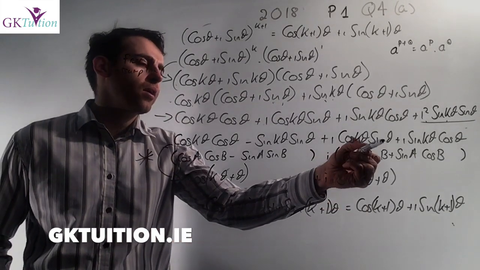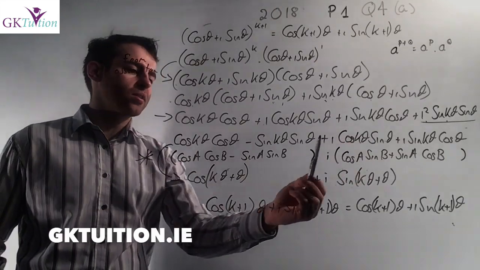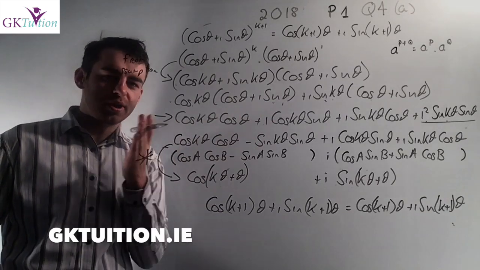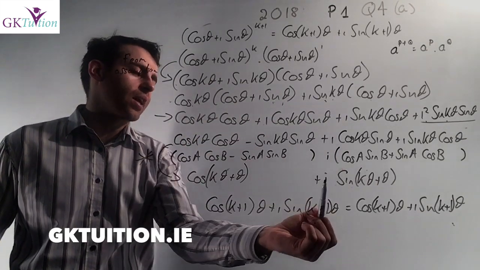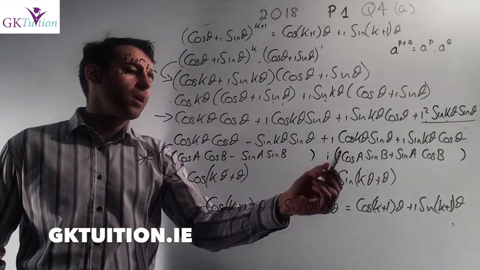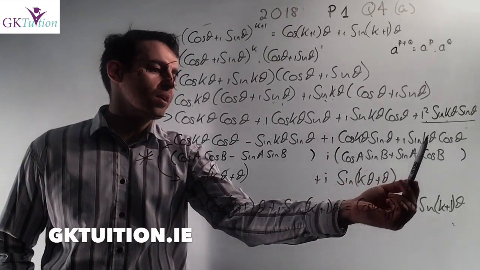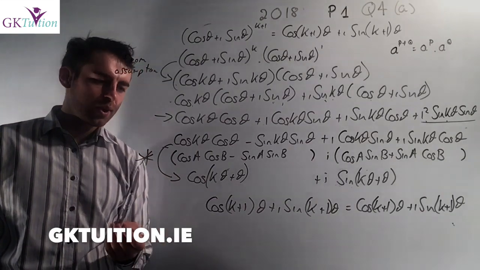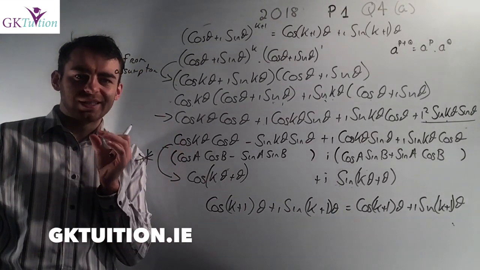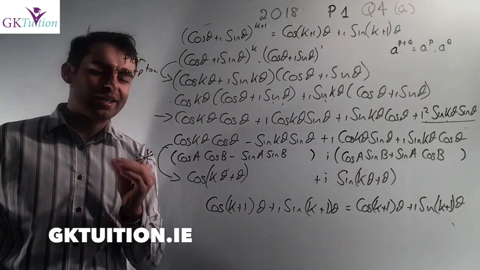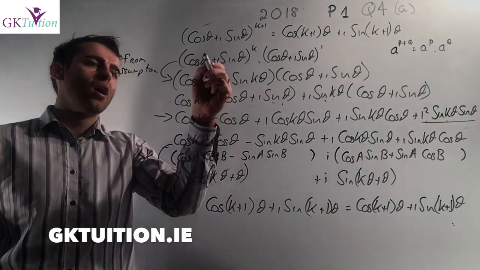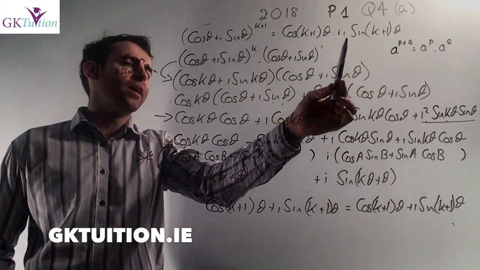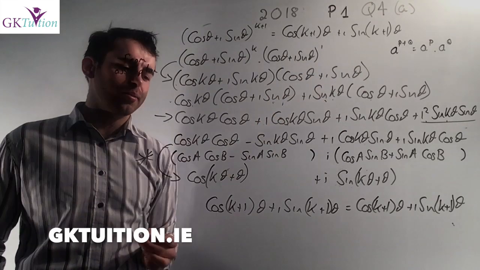Now just be aware, you can factorize out your i. There's an i in both of these terms, so you can just factorize out your i, put it in front, and more or less ignore it. So that's exactly what I've done. I've factorized out my i, and then cos kθ sin θ plus sin kθ cos θ just becomes sin(kθ + θ). Now, I want to rewrite it exactly the same as the right-hand side was. I was trying to prove that the left-hand side is equal to cos(k + 1)θ plus i sin(k + 1)θ.